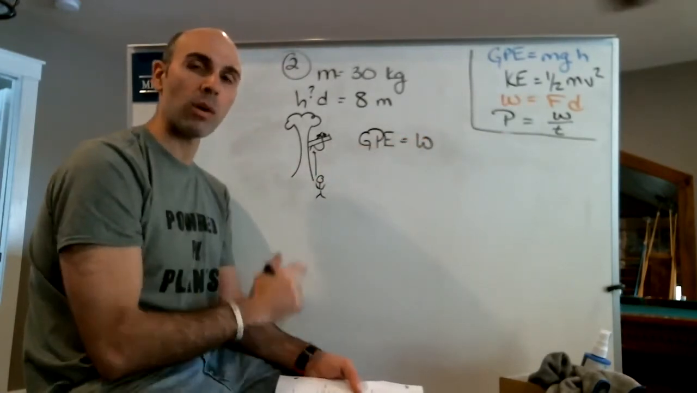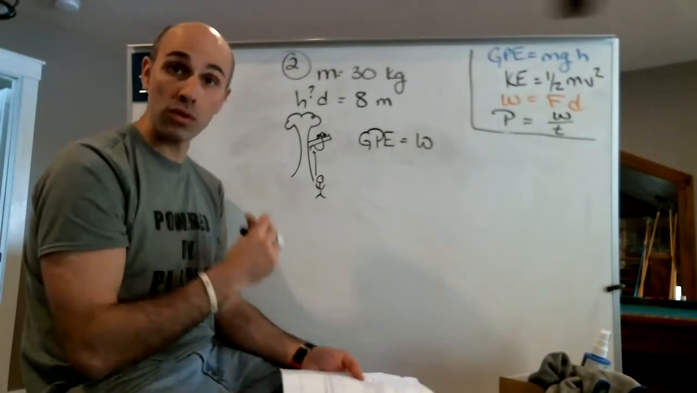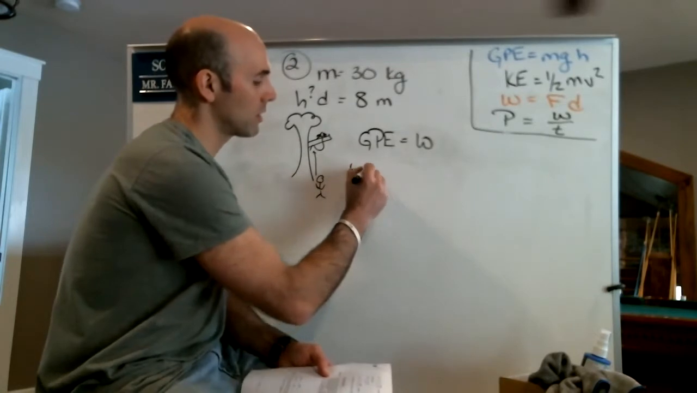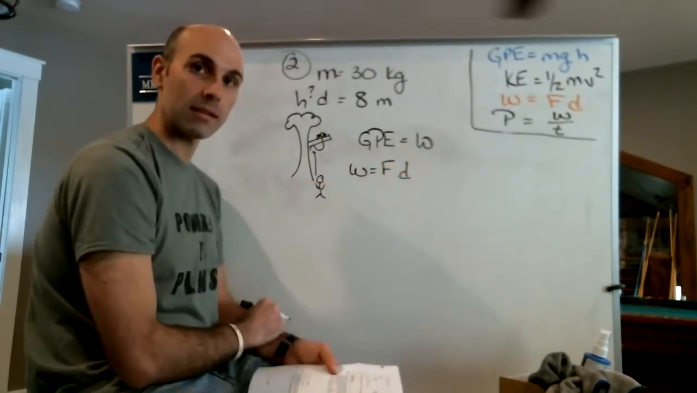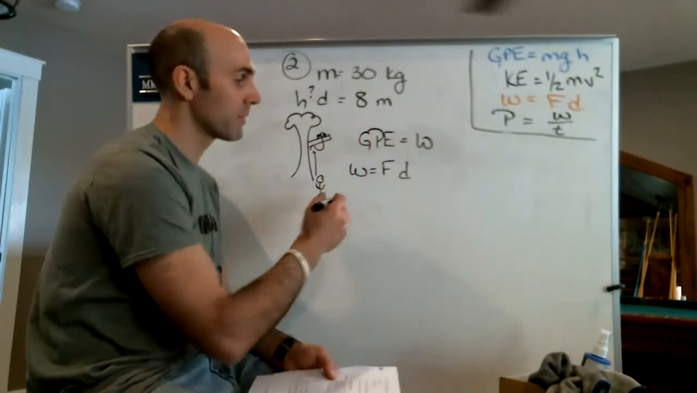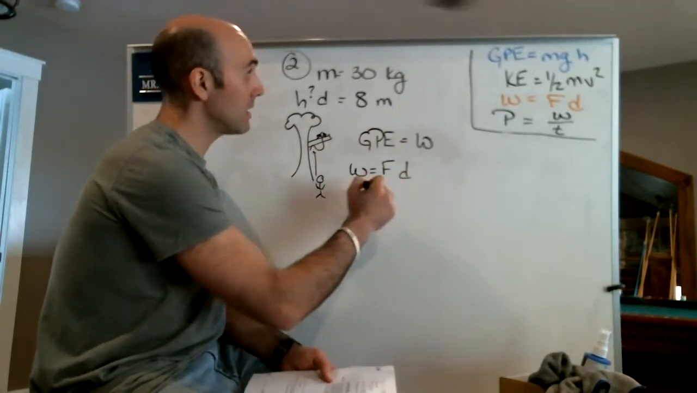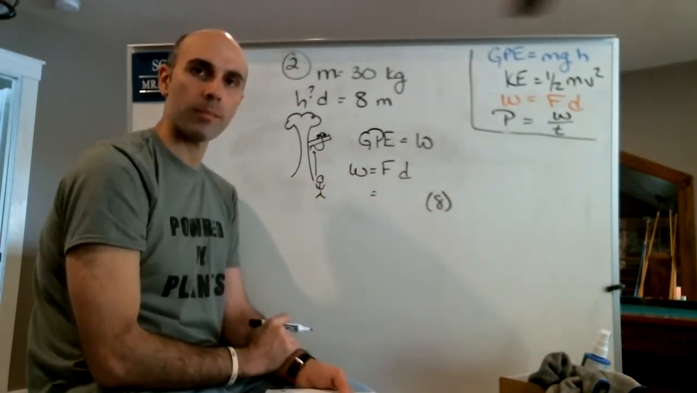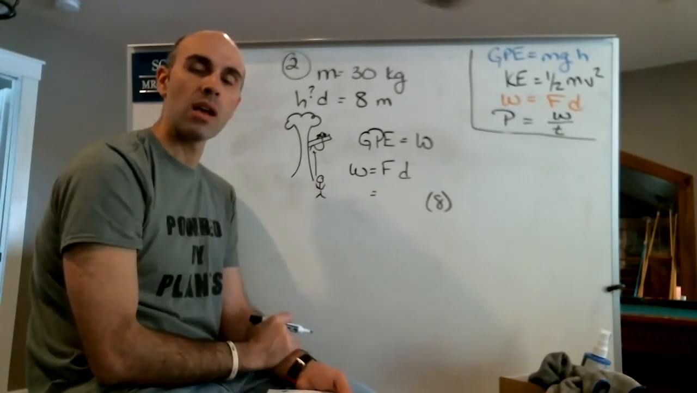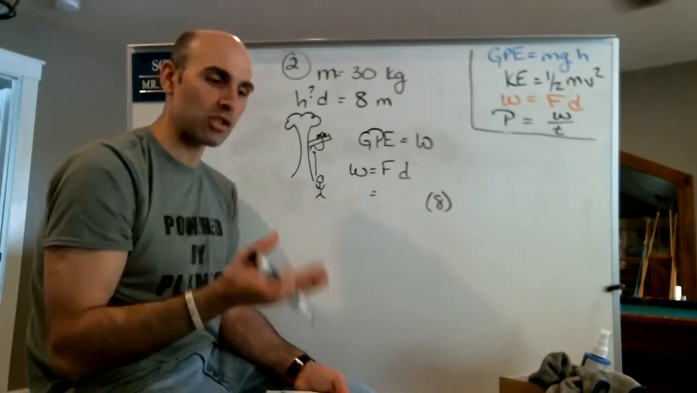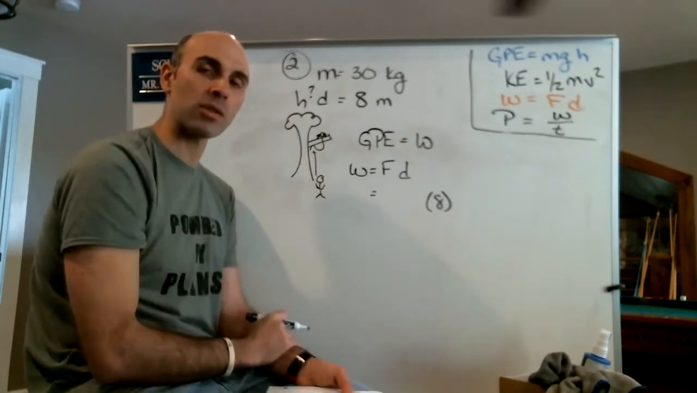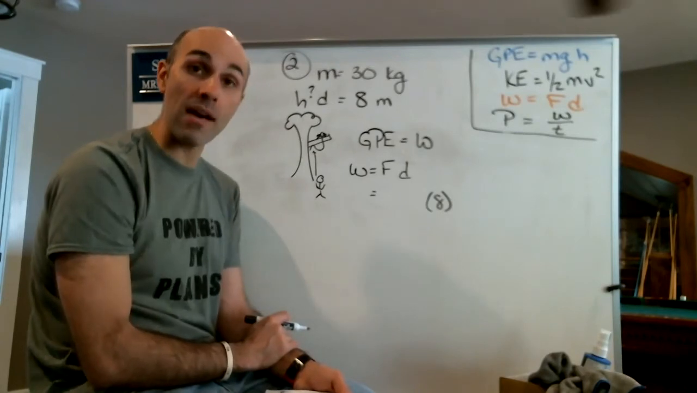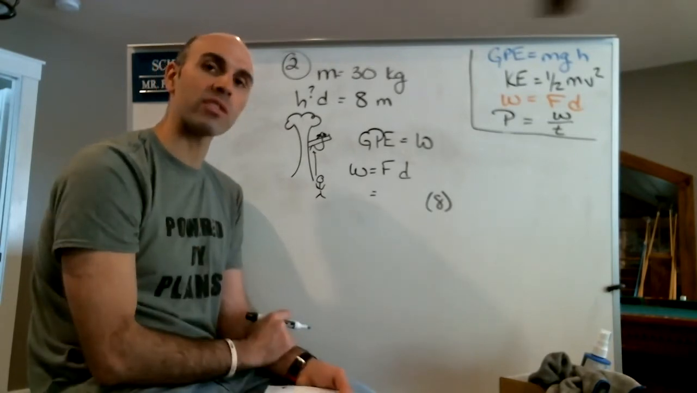So I'm going to show you the 2 ways to do this, to prove to you that GPE is really equal to work. So first, let's say work equals FD. It's the equation. So the D in this place is 8 meters. But what is the force? She's climbing up a tree. What is the force that she is overcoming, that she must exert to climb up that tree? Gravity, correct.